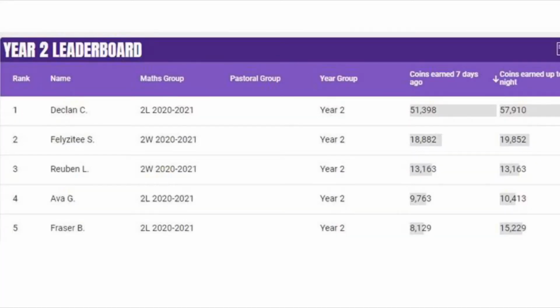Here's the overall leaderboard then. So well done again to Declan, who is still top. Well done to Felicity, Ruben and Ava, who are still in the top 5. And well done to Fraser, who's got himself into the top 5 this week. Great job.